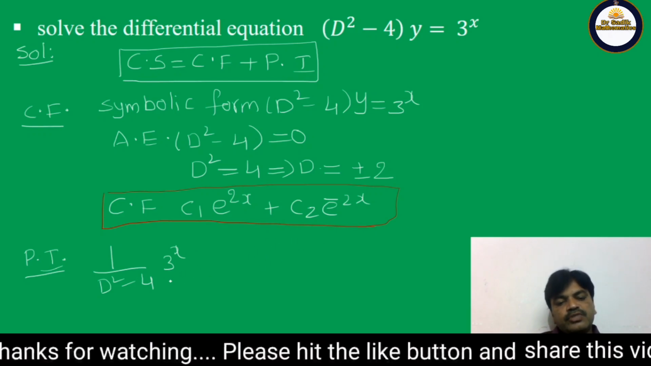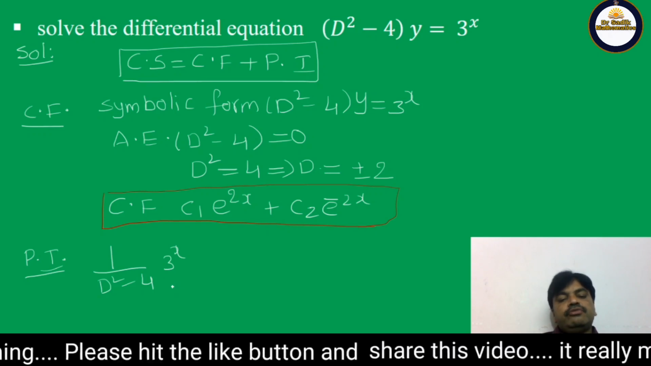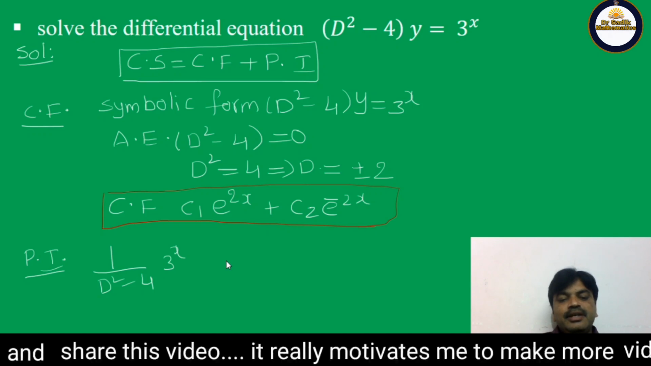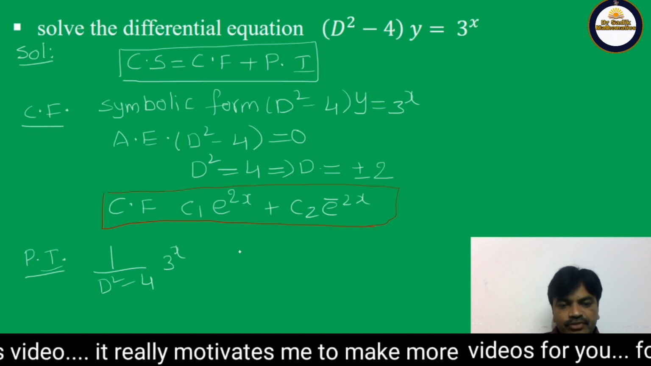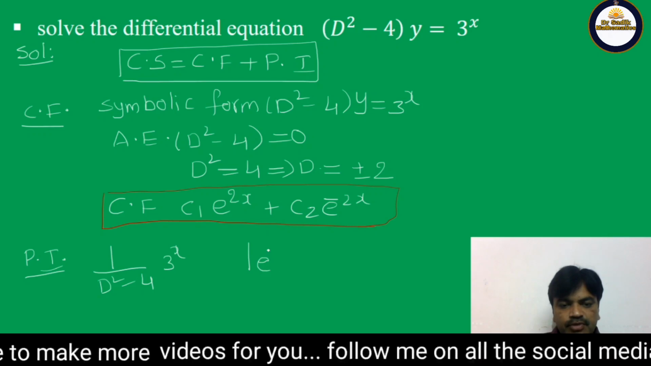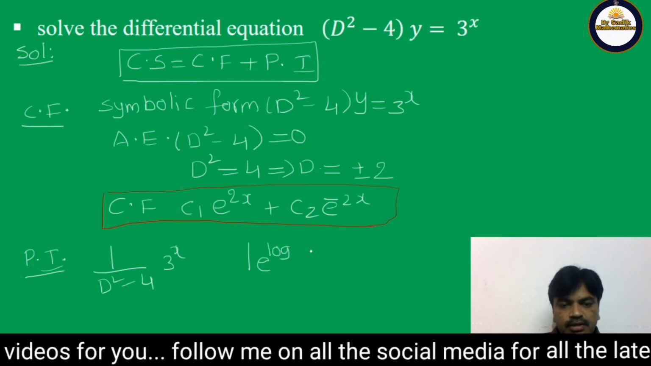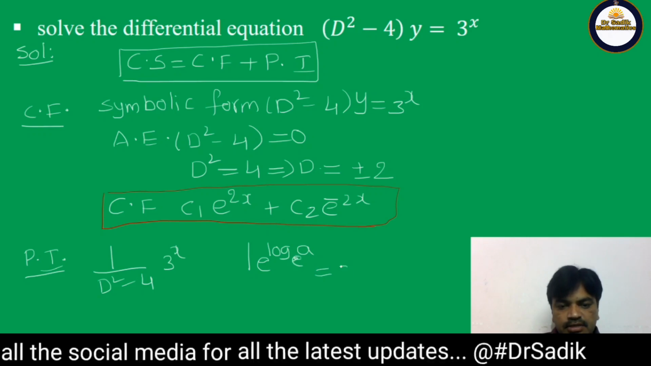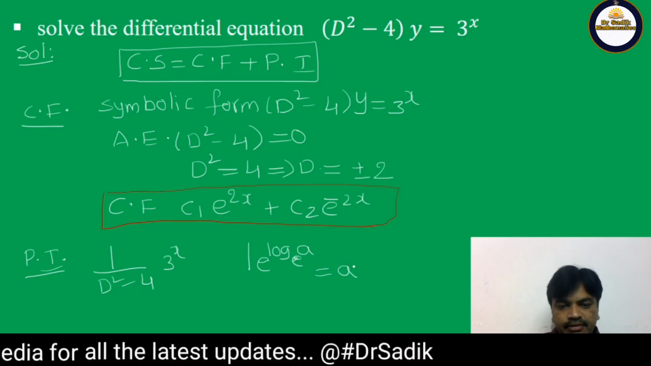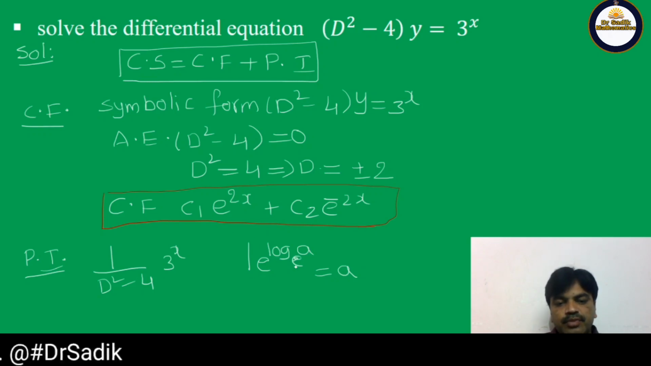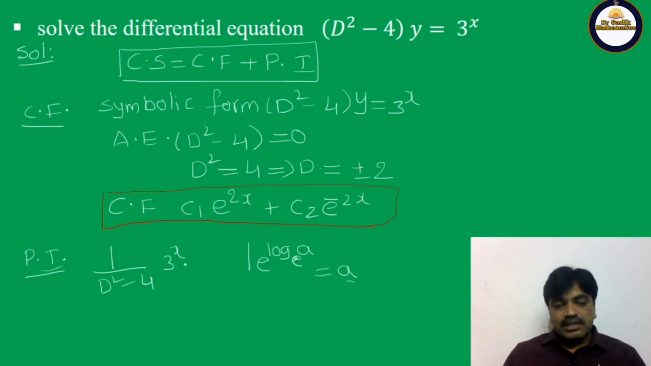How to apply case 1, friends, here? Come on, tell me, anybody? Right. We know one formula, friends. What is the formula? e power log a to the base e. So what is the answer here? A. Very good. So e power log a base e is equal to a. So it is 3 power x, friends.